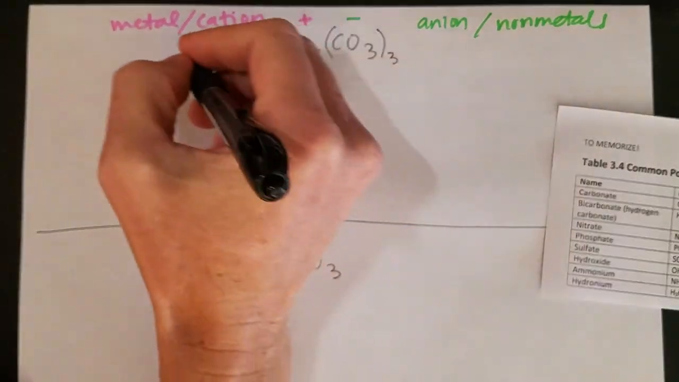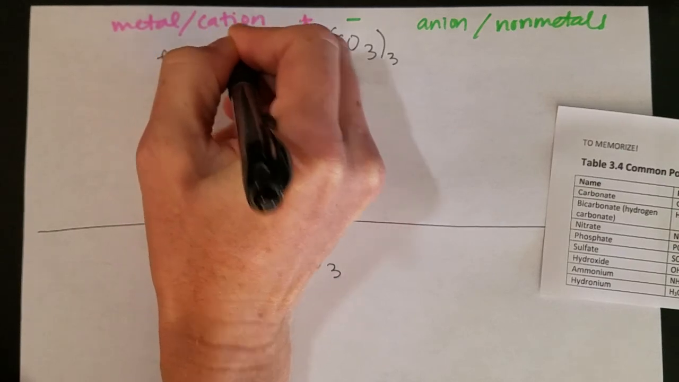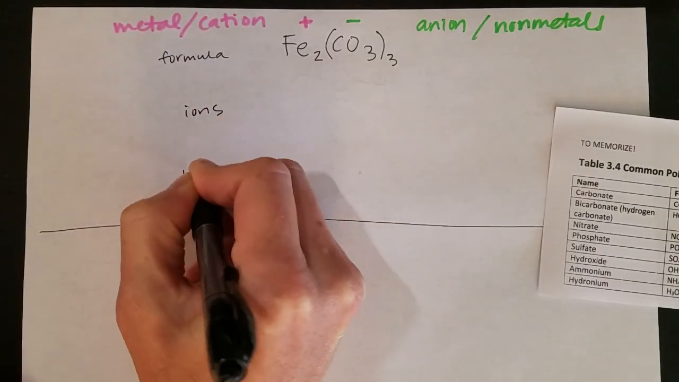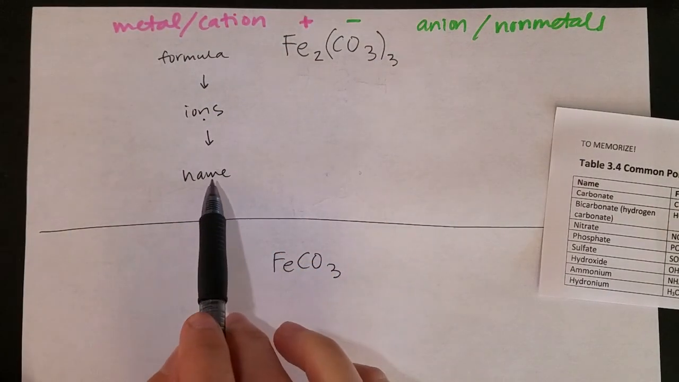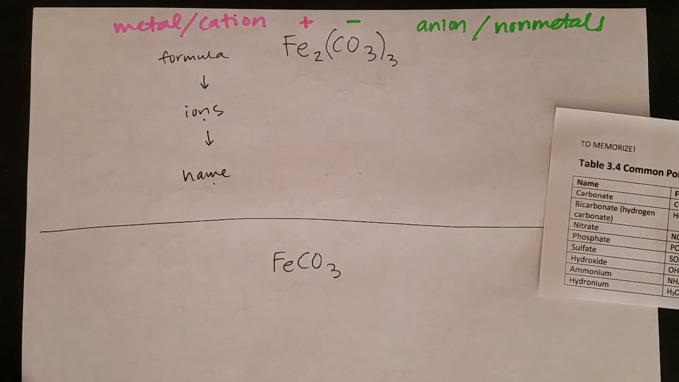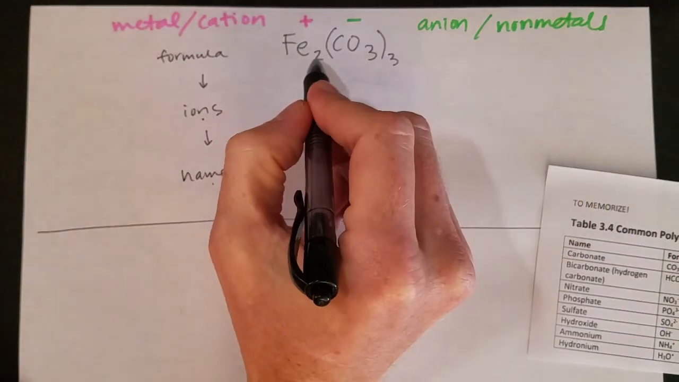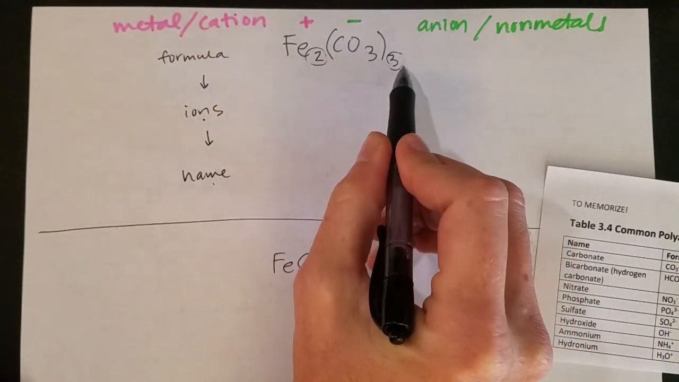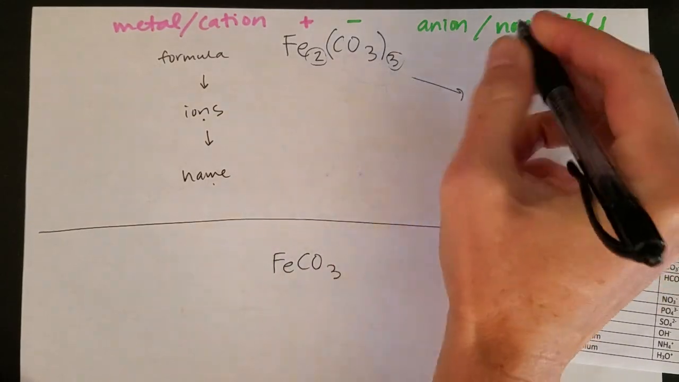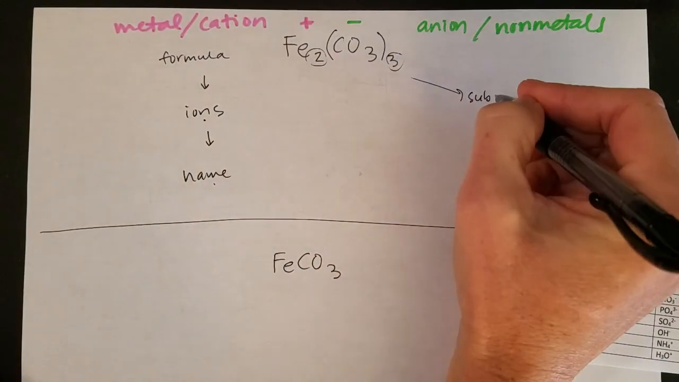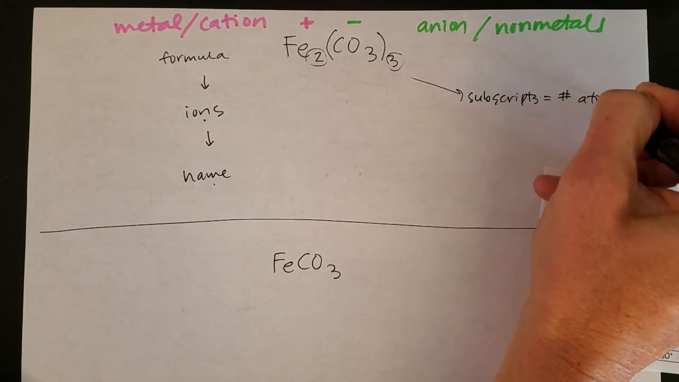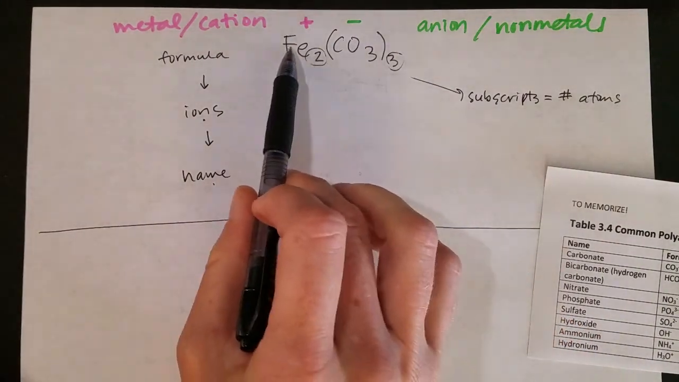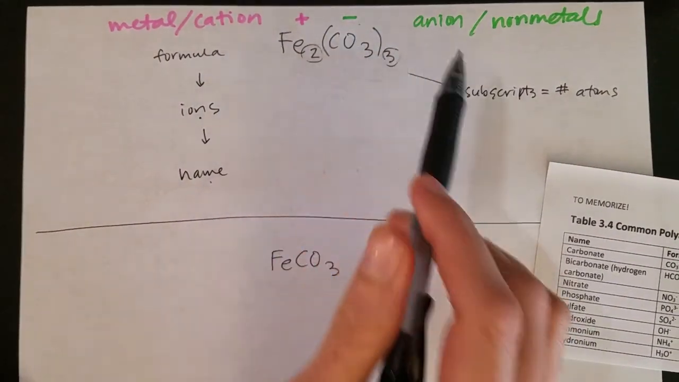Now, right now I have a formula, and I want to get to a name for this. It's really important that you figure out what the ions are first and then name it, okay? And as I figure out what the ions are, I want to have a couple other terms in mind. When you see these small numbers at the bottom of a formula, those are called subscripts. They're low like a submarine. Subscripts tell you the number of atoms that are present. So this is 2 irons, this is 3 of these carbonate ions.